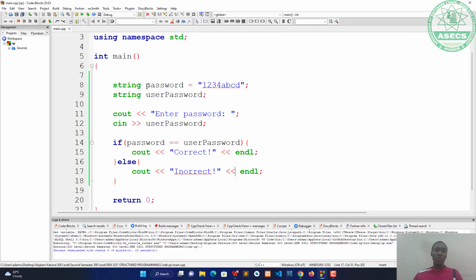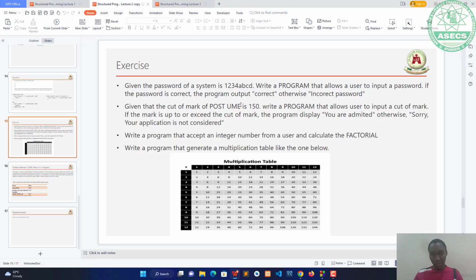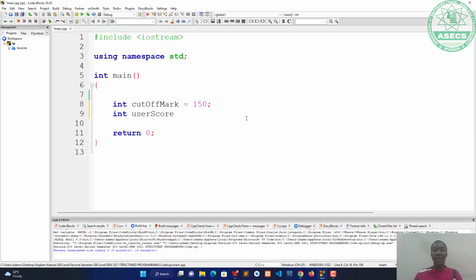So let me just clear everything. I will just say, enter cutoff mark equals to 150. Yeah, add another which is user score. Or user mark. I'll just say, enter post UTME score.